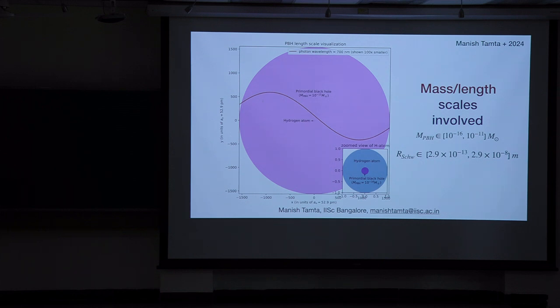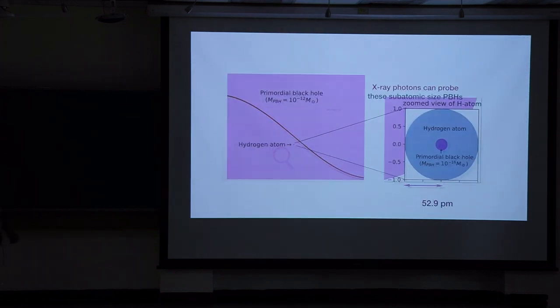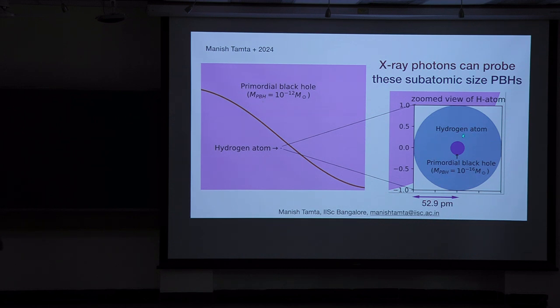Now if you go to an even smaller mass, the 10 to the power minus 16 solar mass black hole is even smaller than a hydrogen atom. So what we can do is go to higher energies so that the wavelength of light becomes comparable to the length scale of these PBHs. That's why X-ray comes in. That's why we are using X-ray pulsars to probe these tiny PBHs. And now I'll explain what I mean by microlensing.